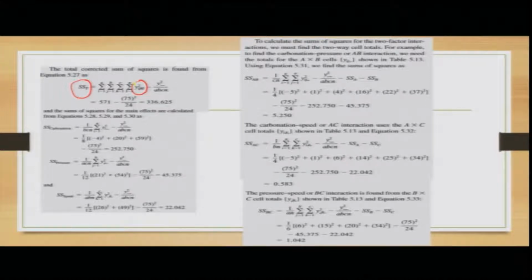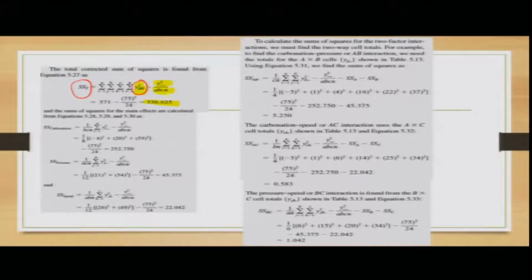So, this was one element y square i j k l, and y square 4 dots corresponding to i, corresponding to j, corresponding to k, corresponding to l, divided by obviously the total set of observations, which would be, as I said, A, B, C into n. Based on that, I find the sum of squares of total is 336.625.